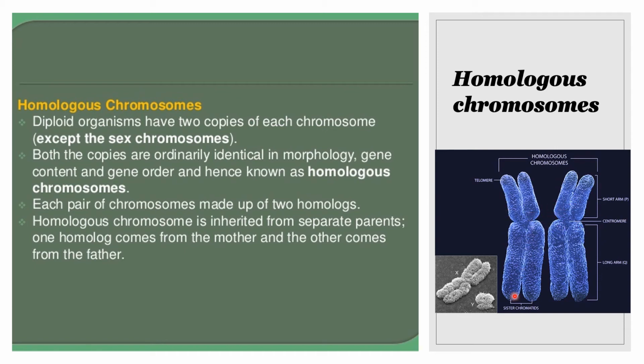Now, this one chromosome might come from the mother or from the father, or vice versa. And this might come from the father or mother. In this case, as you can see, the tip at the end is the telomere. This is the short arm in both cases, and the other one is the long arm.